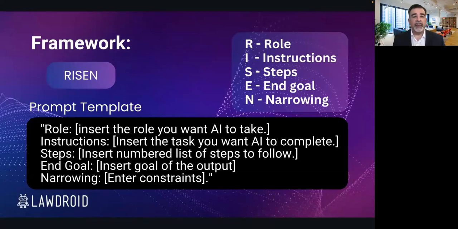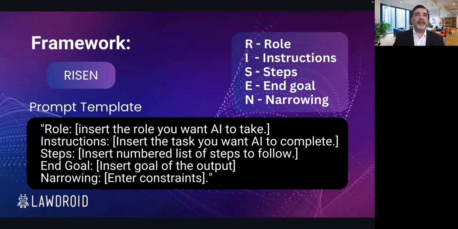It's called RISEN. RISEN is the framework and it stands for role, instructions, steps, the end goal, and narrowing. So you can see that they played around with it a little bit to get to RISEN. But the role is the same as RTF. This is the role that the AI is going to play. Instructions, that's similar. Steps is where we're incorporating the chain of thought idea into it. End goal, we give it the end goal.